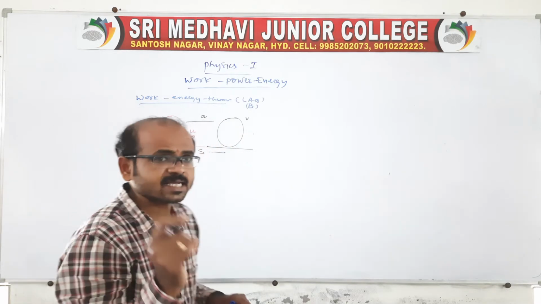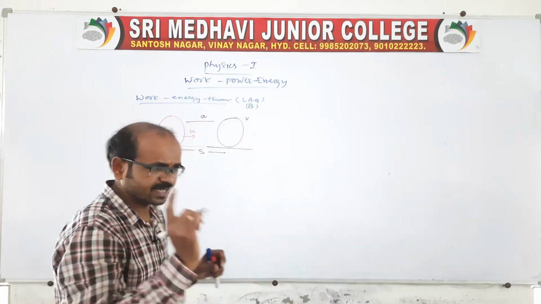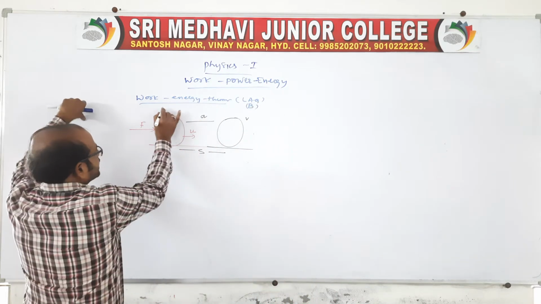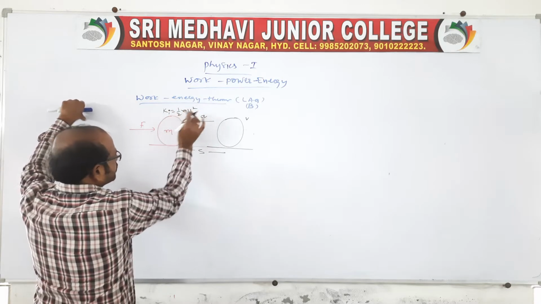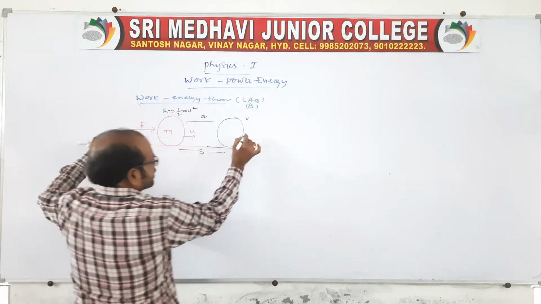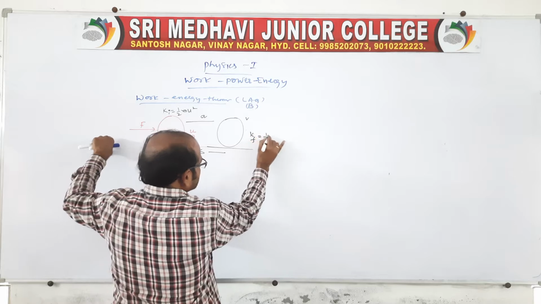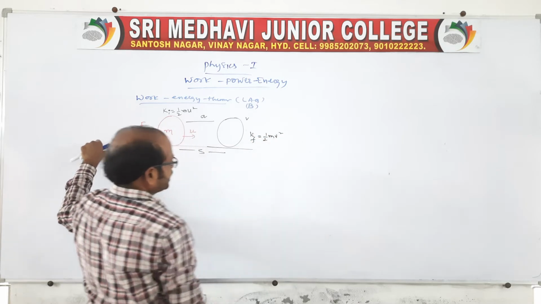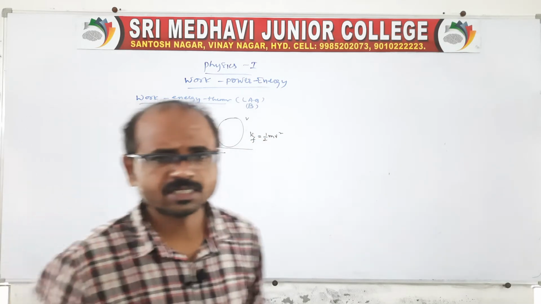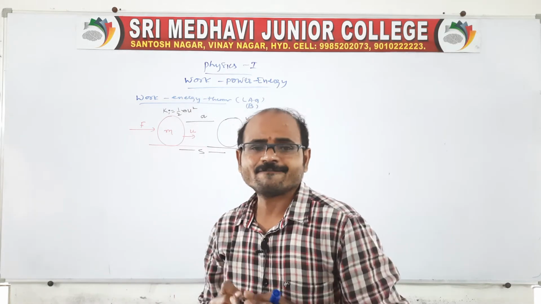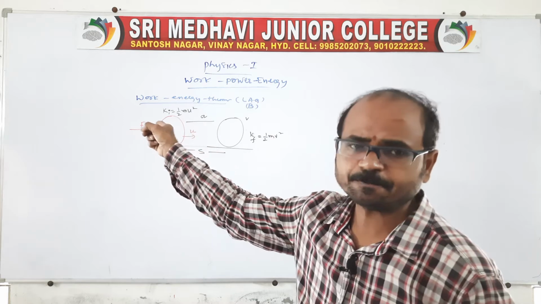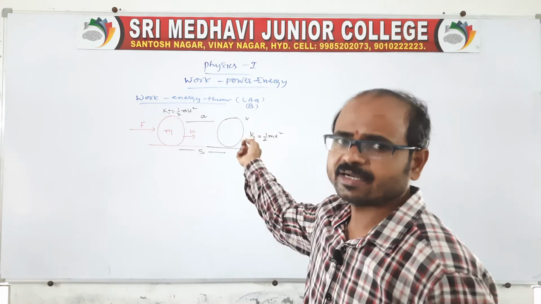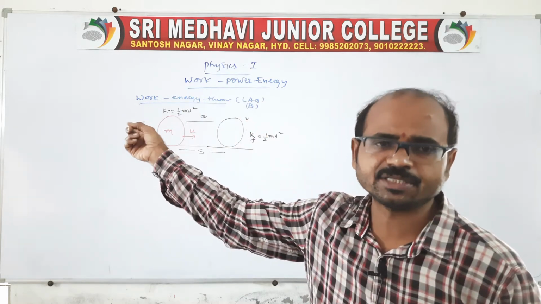So the work energy theorem is very simple. Here the initial kinetic energy Ki is half mu square, because it is moving with speed u, and the final kinetic energy becomes half mv square. There is a change in kinetic energy, isn't it? Because when a force F is applied, there will be a change in kinetic energy, that is, final kinetic energy minus initial kinetic energy.